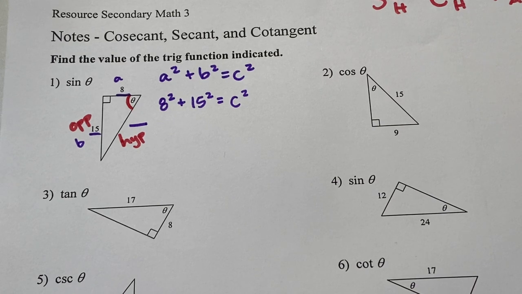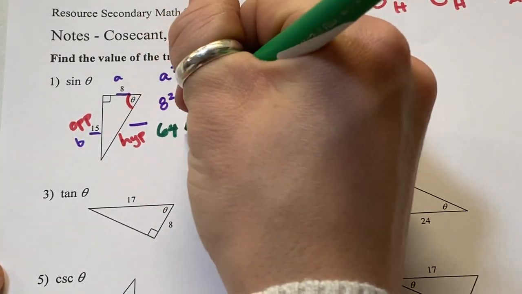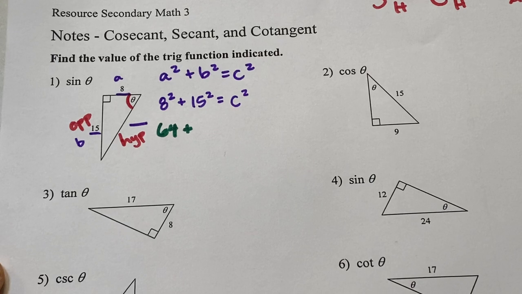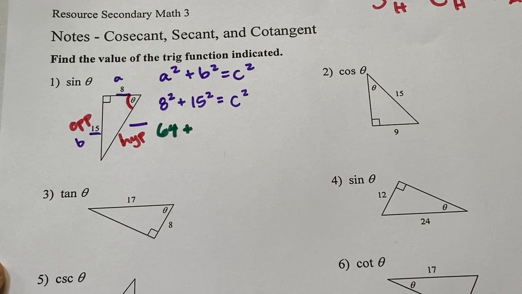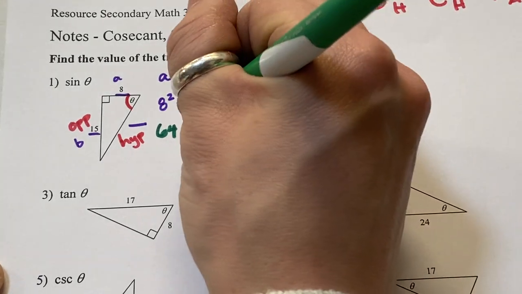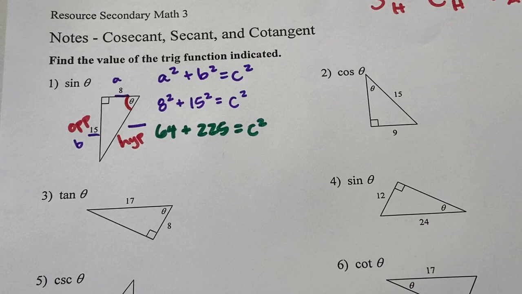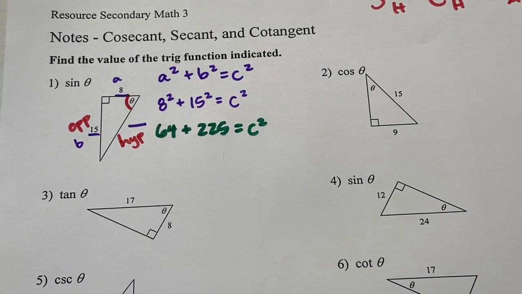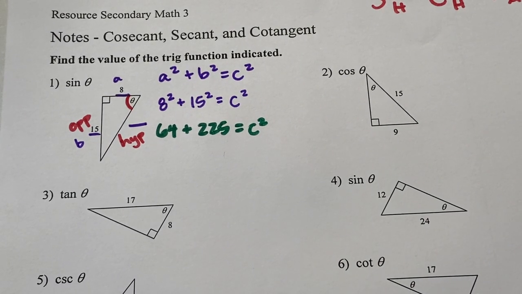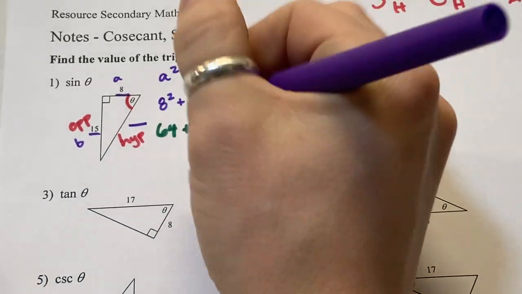Okay, now here's our little review. 8 squared, tell me what is 8 squared, you guys? What's 8 times 8? 64. What about 15 squared? 225. Thank you. What do we need to do with that 64 and 225? They're both on that side. Just add them together.